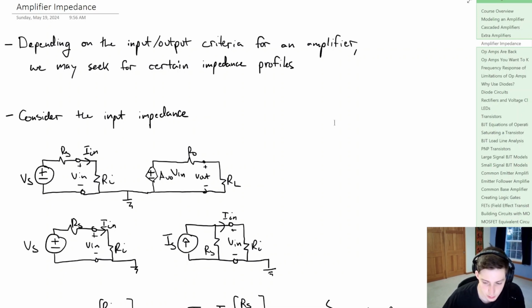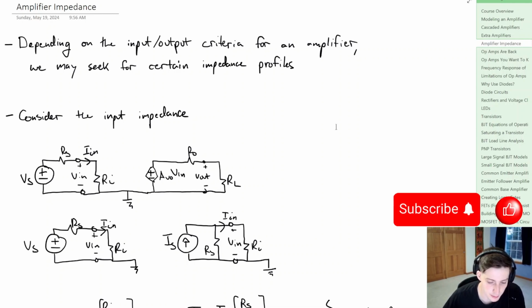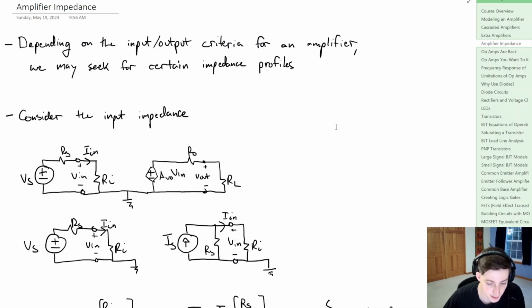We can get into our final video for amplifiers and their simplified circuit. Depending on the input or output criteria that you may have for an amplifier, you may have to look for certain impedance profiles. These impedance profiles link into the input or output resistance. I know in the last few videos we've been bouncing between the terms resistance and impedance, but now we're strictly going to refer to it as impedance.